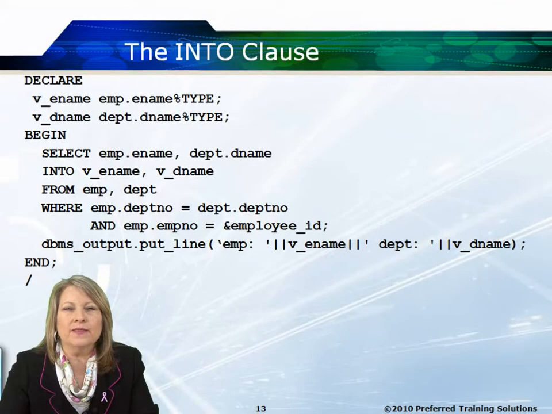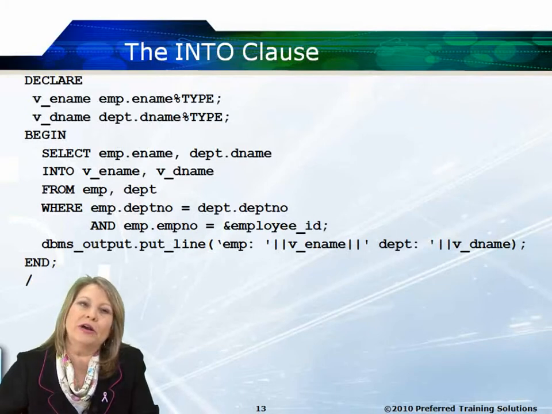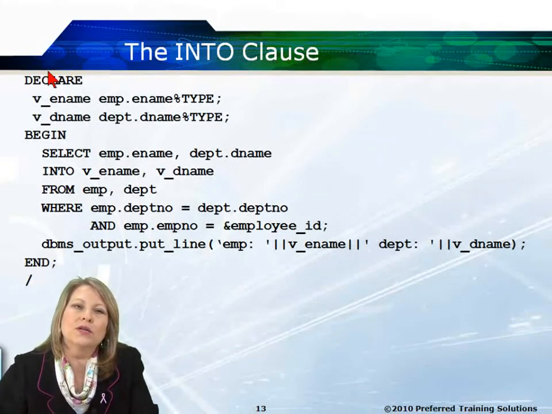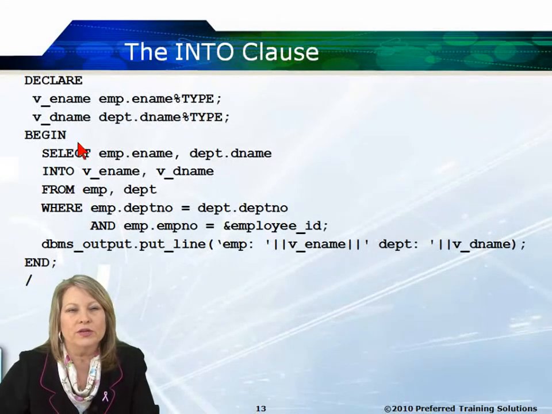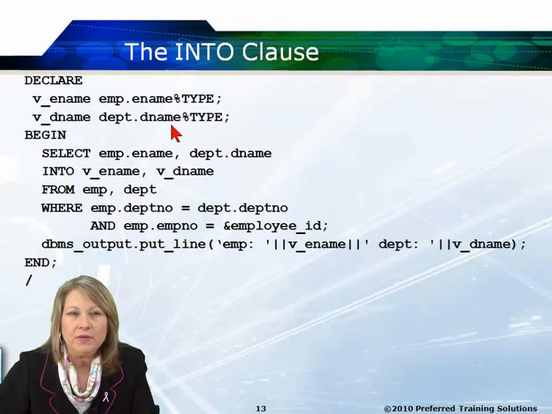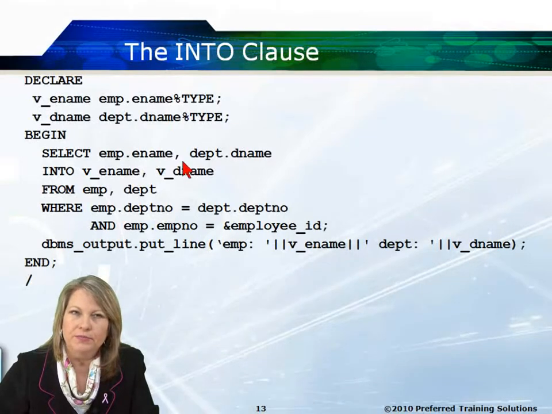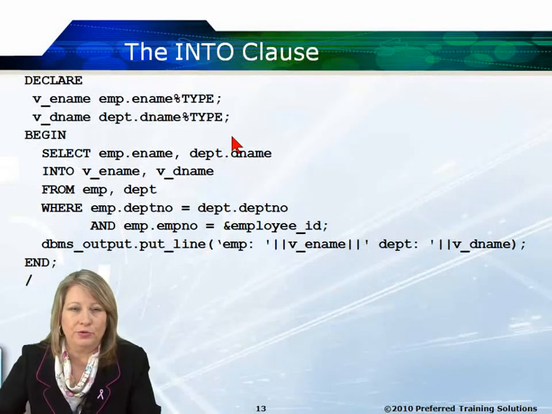Now let's take a look at this PL/SQL block. You'll notice, first of all, there are two variables being declared. One's called VENAME, and it looks like the ENAME column in the EMP table using the %TYPE anchoring. We also have VDNAME, which looks like the DNAME column in the department table. And again, %TYPE is the attribute we use for that.